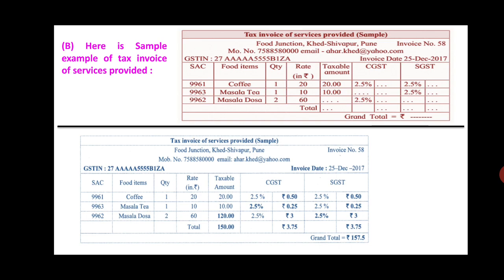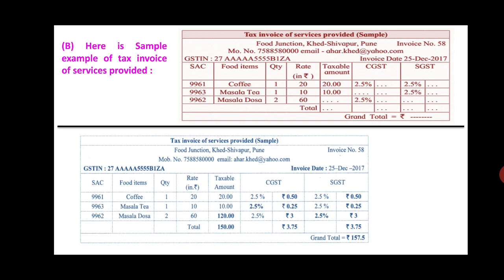So the CGST will be 2.5% of this 20, that will be rupees 0.50, that is 50 paisa, and SGST will also be the same. Now second, 9963, it is a masala tea, quantity is 1 and rate is 10 rupees. So taxable amount will be 10 rupees, and here 2.5% is the tax rate. Therefore the tax amount will become 0.25 rupees or 25 paisa.